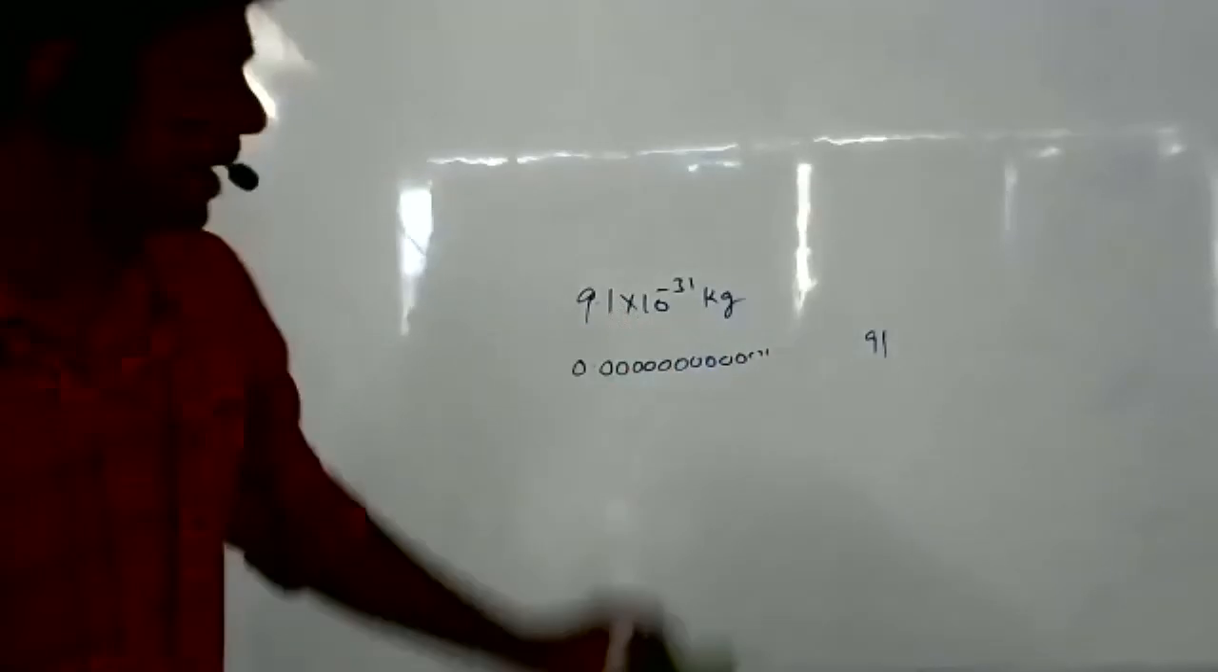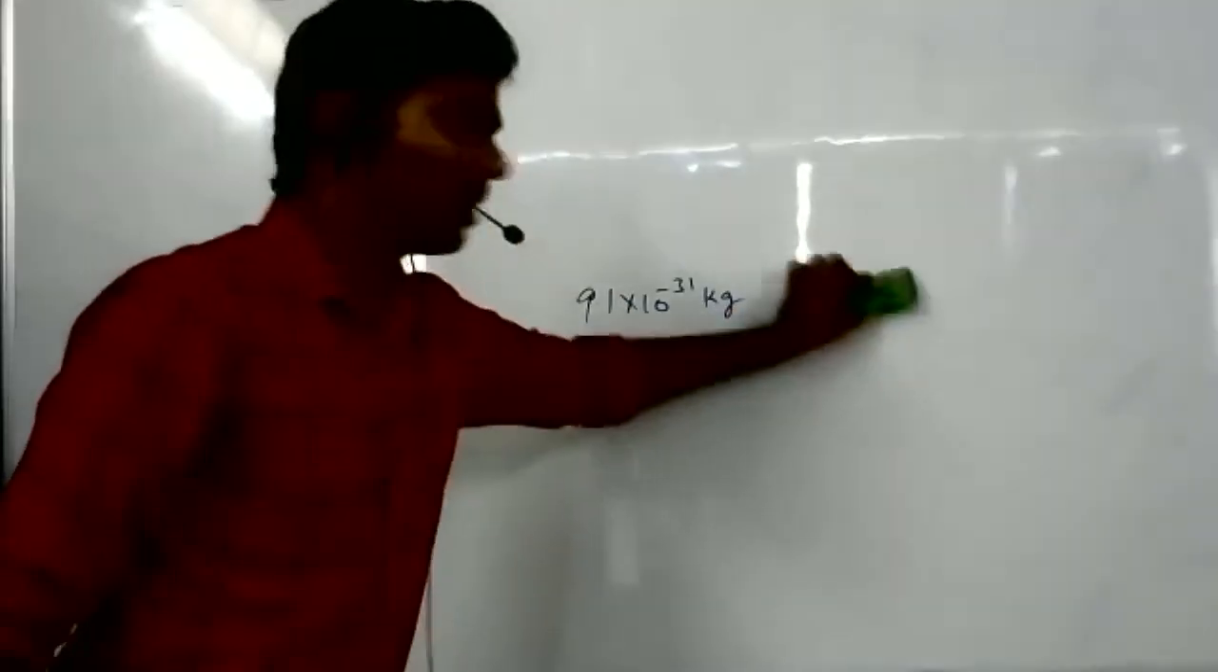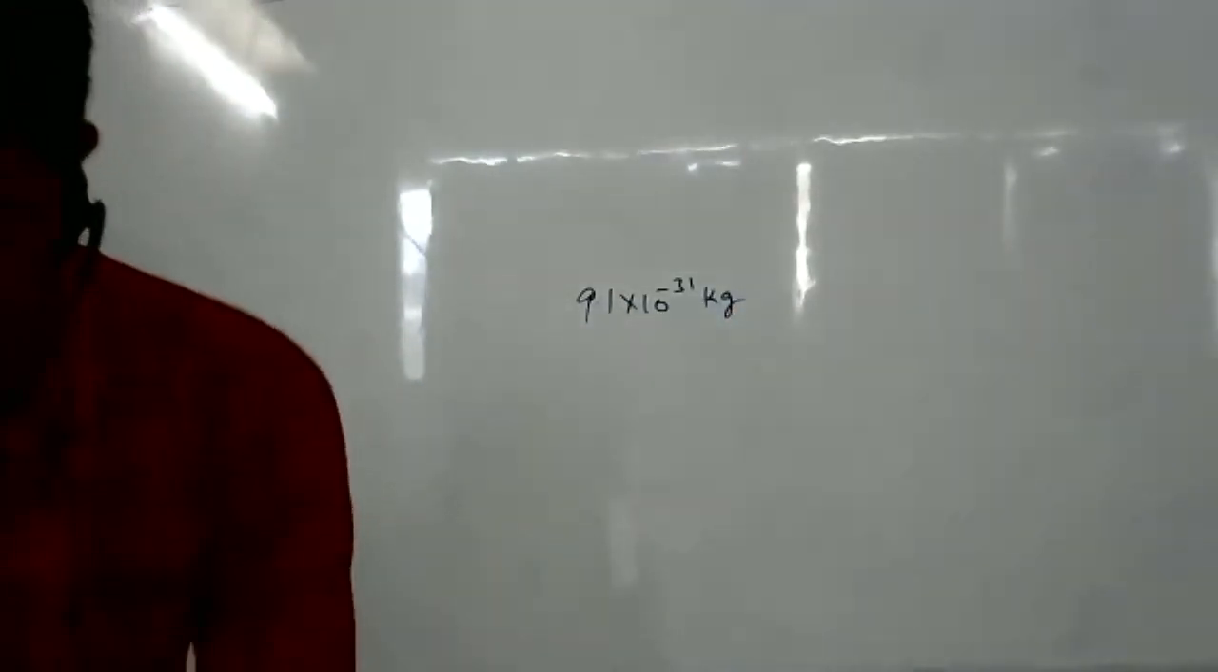You don't need to write it now, just note down that this is 9.1 into 10 power minus 31 kilogram. Next class I will give you notes.